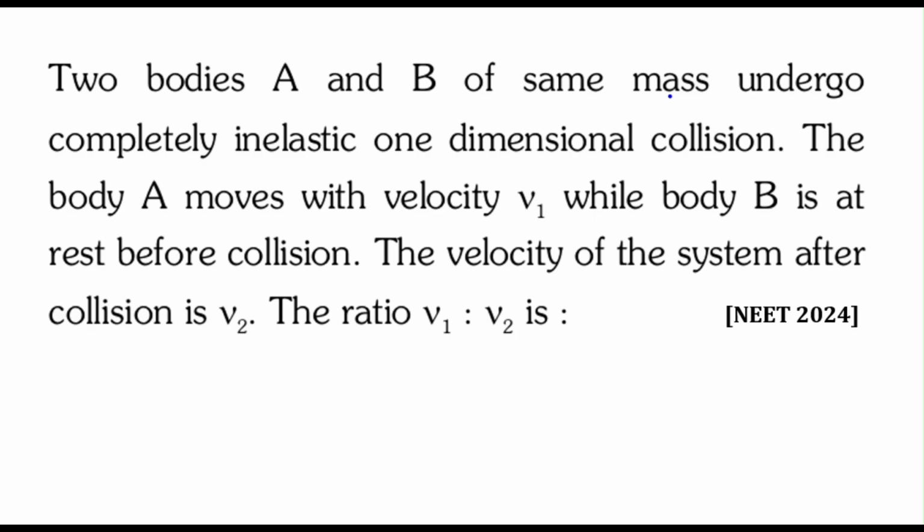In this video, we are going to solve a few problems. So here is the first one. Two bodies A and B of the same mass undergo a completely inelastic one-dimensional collision. The body A moves with a velocity of v1 while body B is at rest before collision. The velocity of the system after collision is v2. Then we have to find this ratio v1 is to v2.